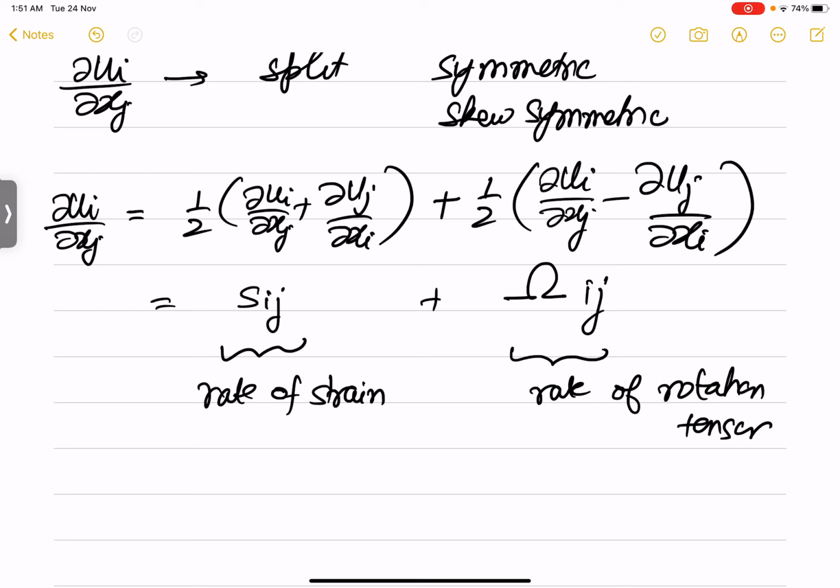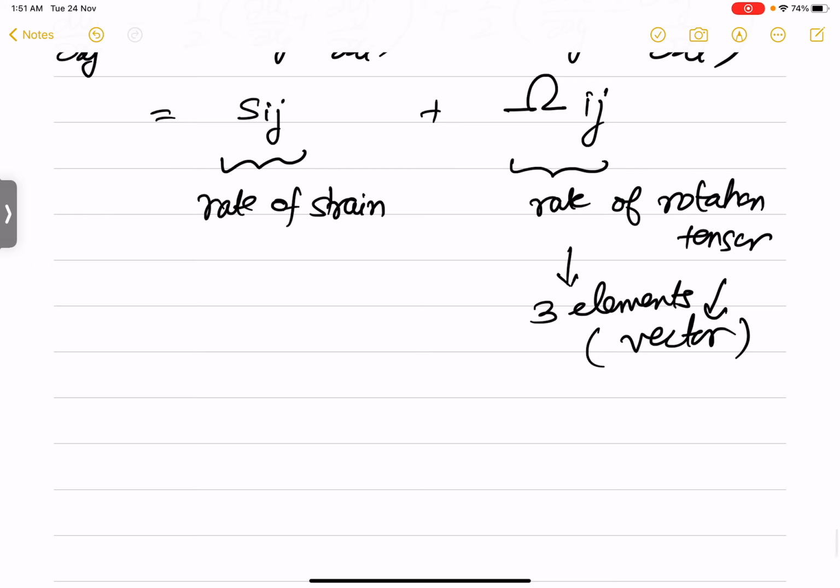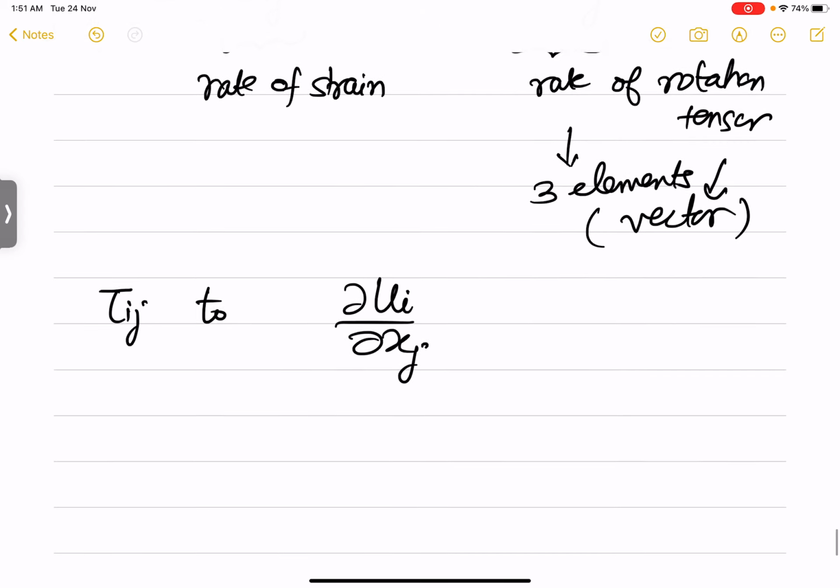And actually, while this is a tensor, it has only 3 elements because all the diagonal elements are 0. So therefore, this can also be written as a vector. Whereas the rate of strain is the symmetric part of the velocity gradient tensor. And omega ij, this part does not cause any deformation. The deformations are caused only by the rate of strain part. So now what we have to do is relate tau ij to partial ui by partial xj.